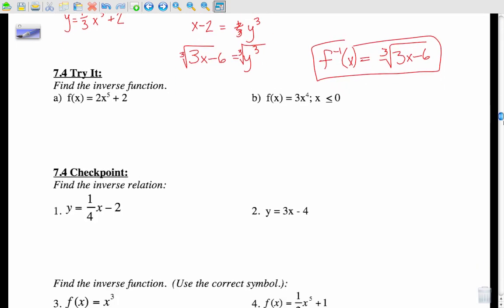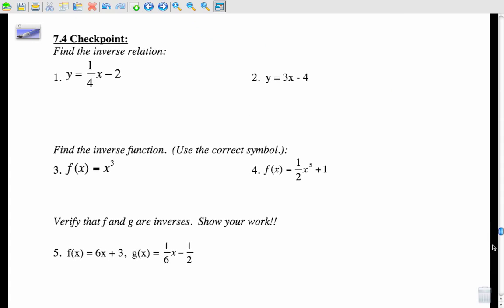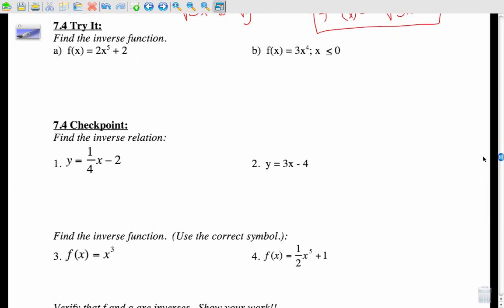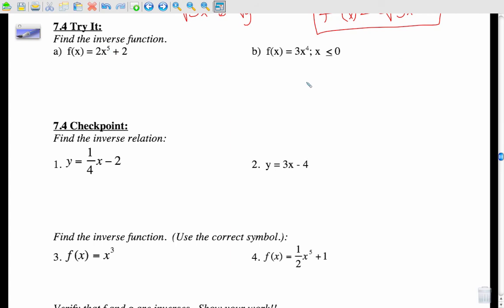I am going to run over these last two examples as well, and then I'm going to have you try this checkpoint on your own. So these last two examples are the same kind of thing, except now I'm going to have to do a 5th root at the end and maybe a 4th root at the end.